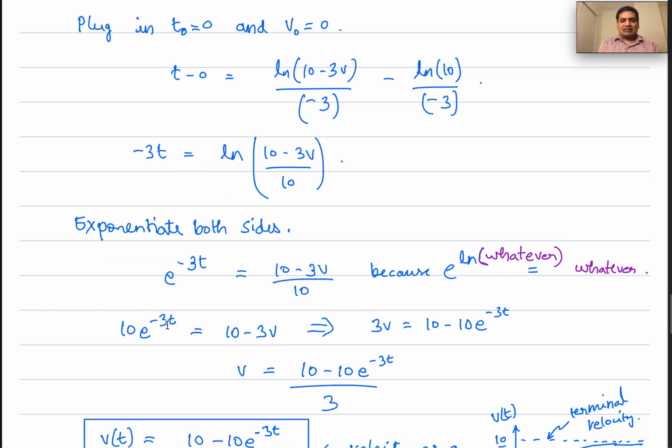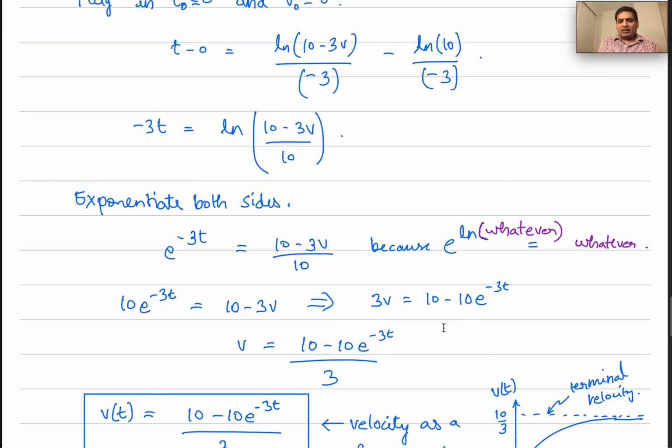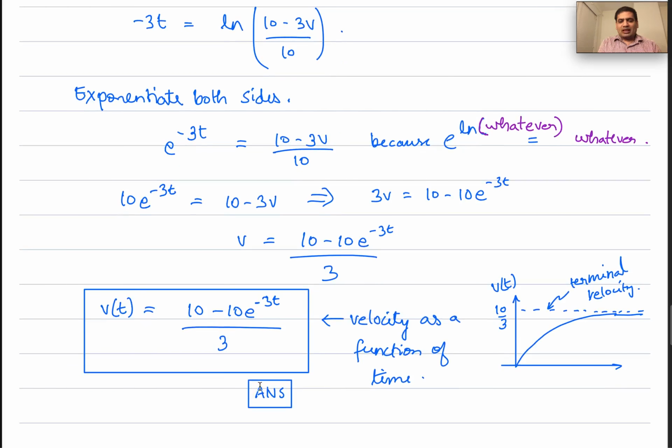10 e power minus 3t equals 10 minus 3v. Bring the 3v here, 10 e power minus 3t here. You have this. Bring the 3 down, and then you get this expression. So this is the final expression, which is v of t equals 10 minus e power minus 3t, divided by 3.